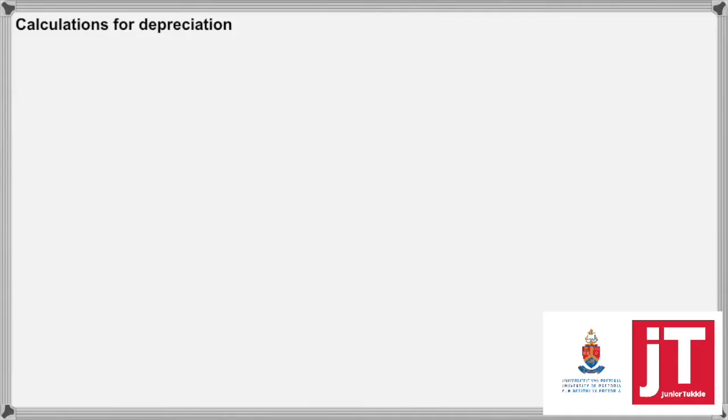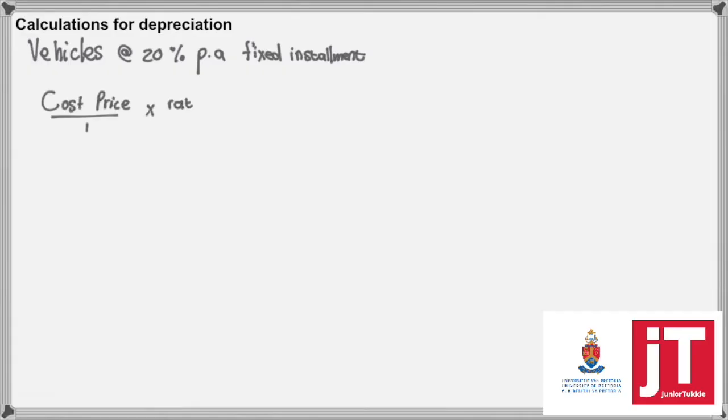So first, the calculation. If we calculate for vehicles, they ask us 20% per annum on the fixed installment method. Therefore, fixed installment means cost price method. So our formula is cost price over 1 times rate over 100 times months over 12. So let's fill it in. The cost price of the vehicle was 260,000.